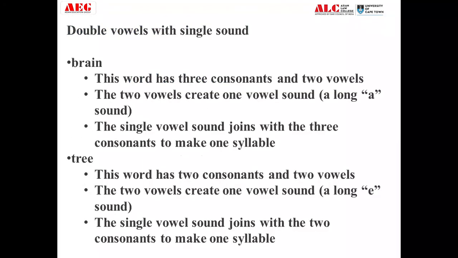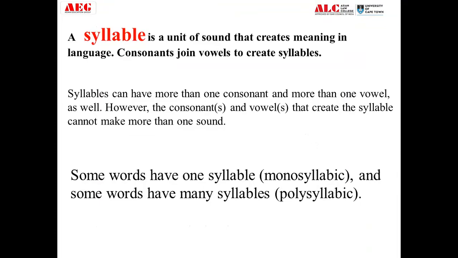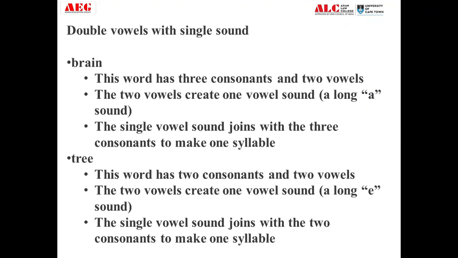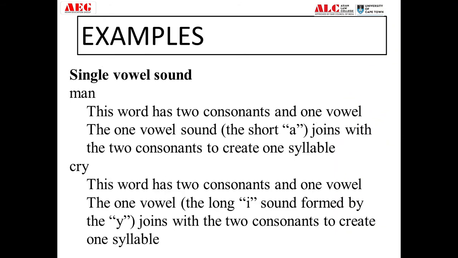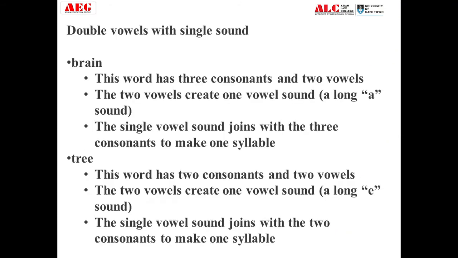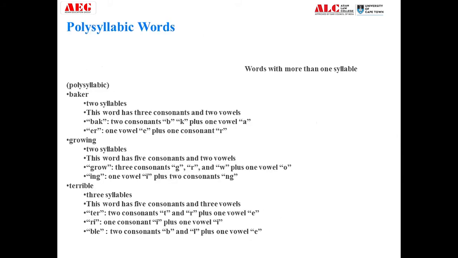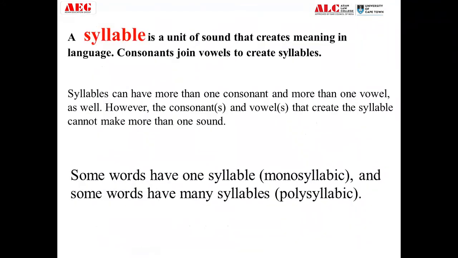I hope you understood how a syllable is a unit of sound, because it creates meaning in language. When consonants join vowels to create syllables, it has a meaning. Man, cry; we studied single vowel sounds, like brain, tree, double vowels with a single sound, and polysyllabic words like baker, growing, terrible. How consonants and vowels join together, and how a syllable creates meaning in a language. That's why you can understand the definition here.